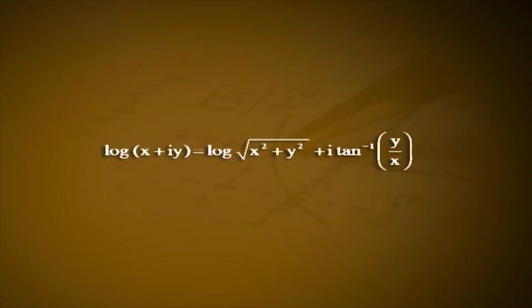Replacing x plus iy by z, we get log z base e is equal to log modulus of z plus i argument of z, or log of x plus iy is equal to log root of x square plus y square plus i tan inverse y by x.